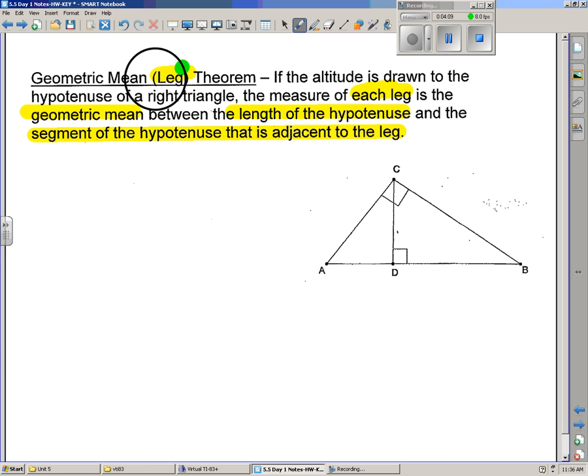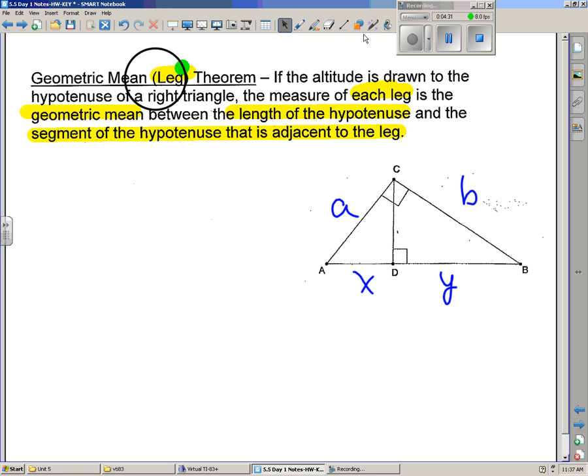We're not worried about the altitude theorem. I'm not labeling CD at all, but I'm going to keep my part of the hypotenuse as two parts. AD is the X part, DB is the Y part. And I'm going to call this leg on the left, line segment AC, leg A. And I'm going to call line segment CB leg B.